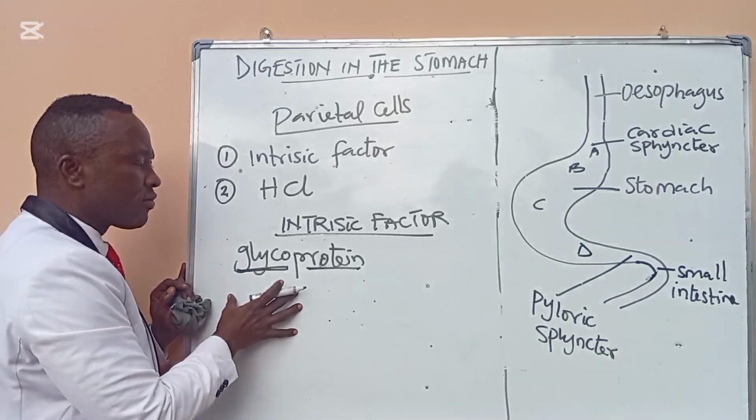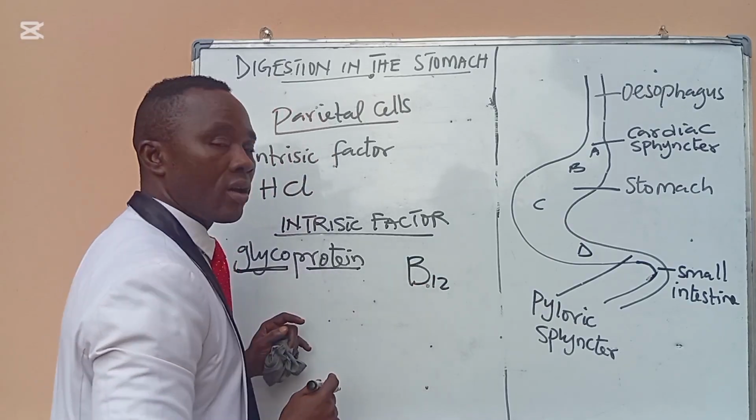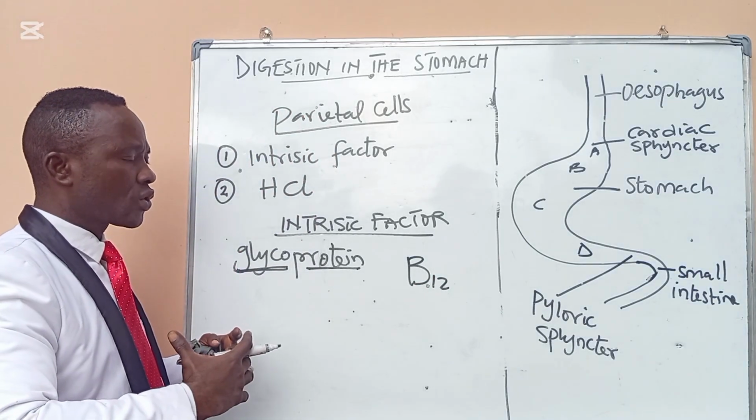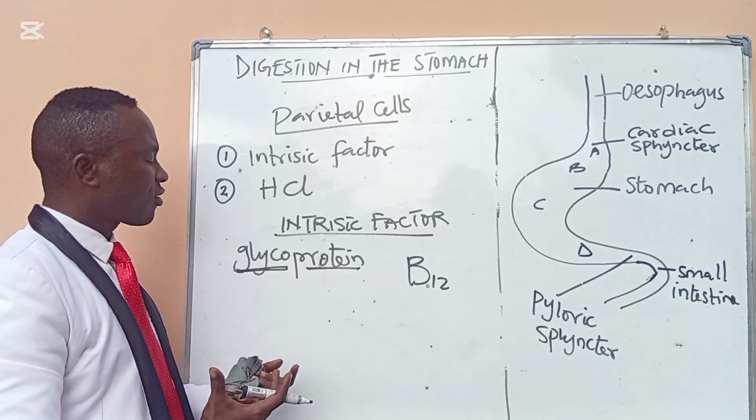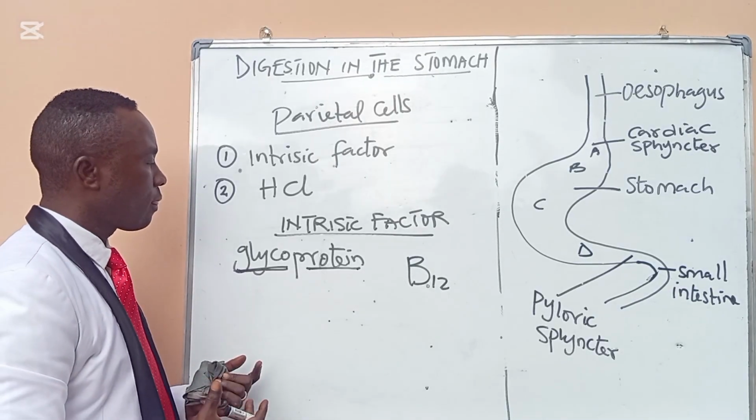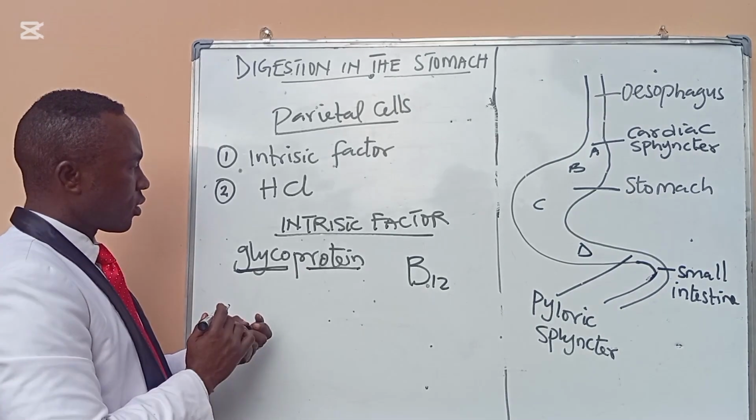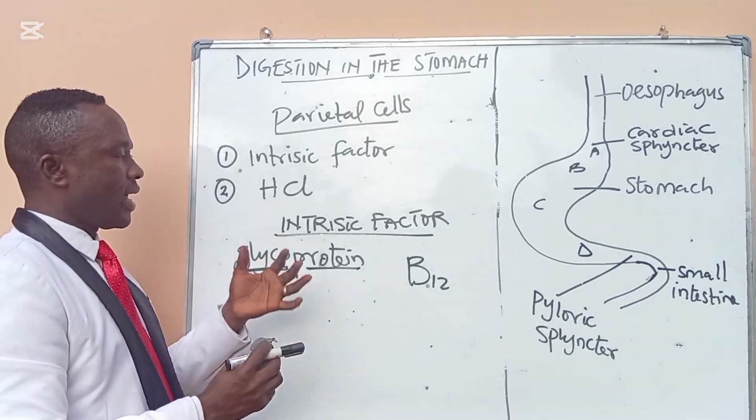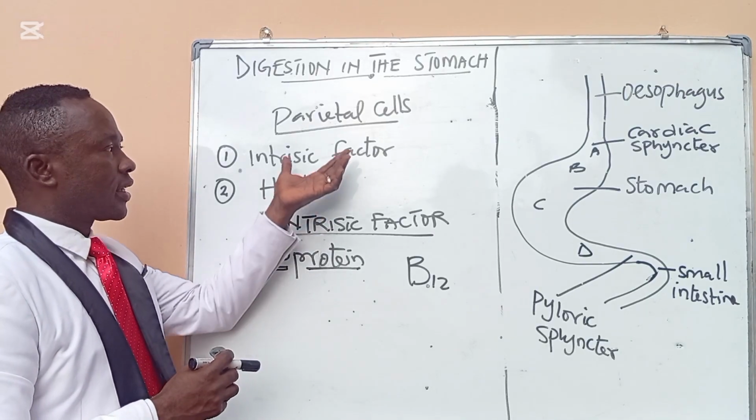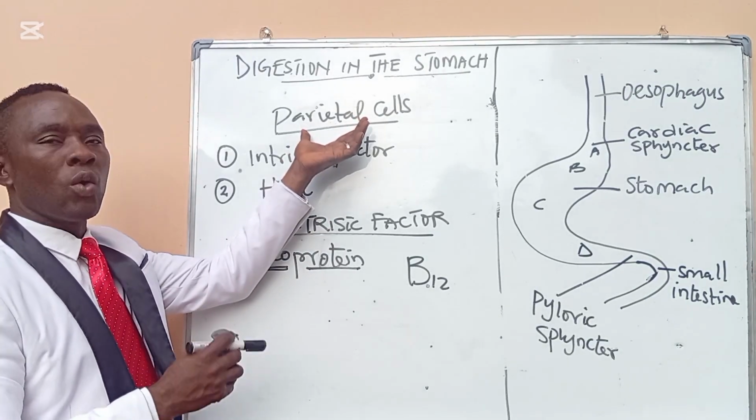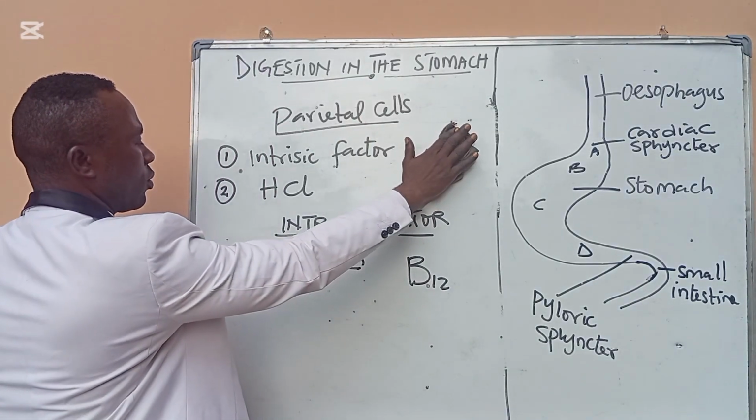Now, what is the function of the glycoprotein? The glycoprotein function is to aid absorption of vitamin B12. So in the stomach, vitamin B12 can be absorbed. And what aids the absorption is this intrinsic factor. Then we go to the next, which is HCl. What is the function of the HCl? Secreted by the parietal cells or oxyntic cells of the stomach.